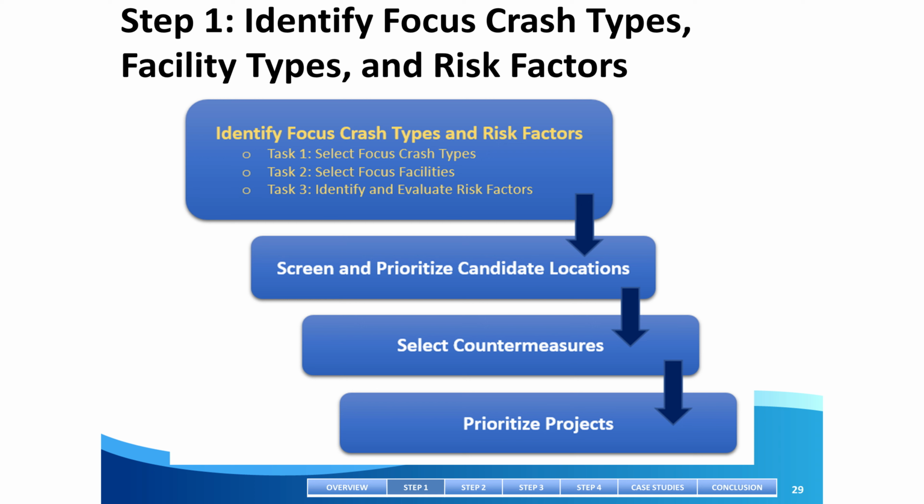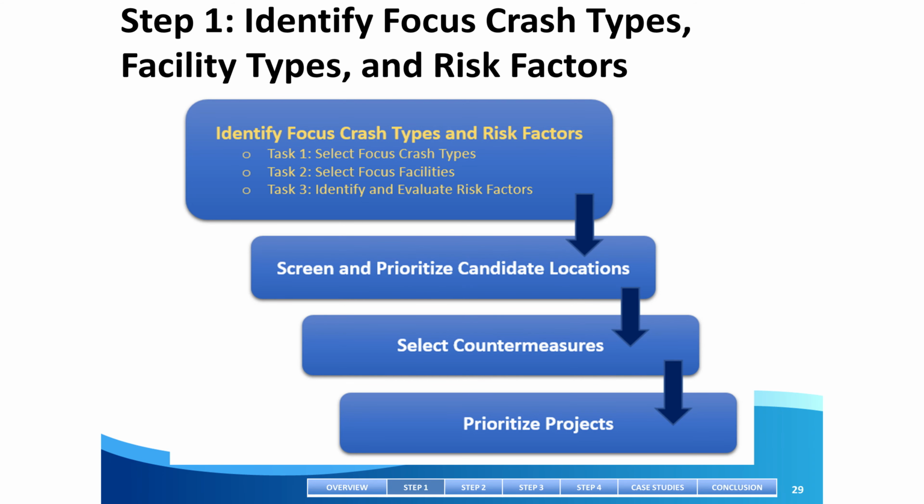So countermeasure selection is where crash modification factors come into play. If you've heard of that term before, we'll define that a little bit later. Benefit cost analysis comes into play with the project prioritization. But it's really these first 2 steps that differentiate the systemic approach from the hotspot approach.